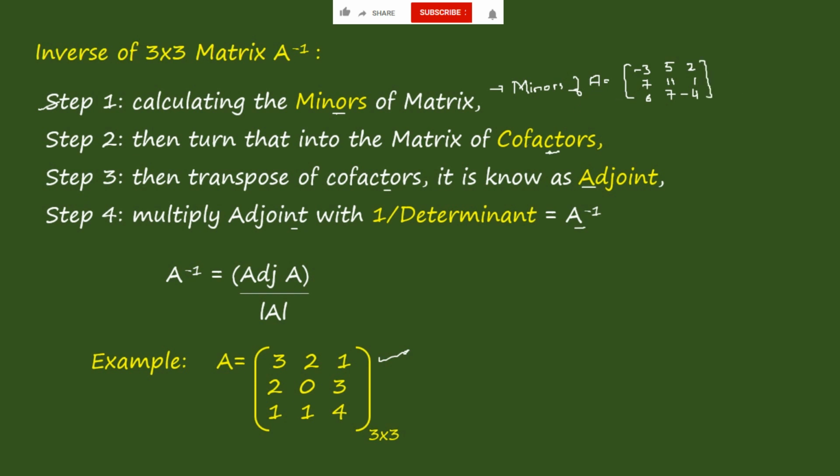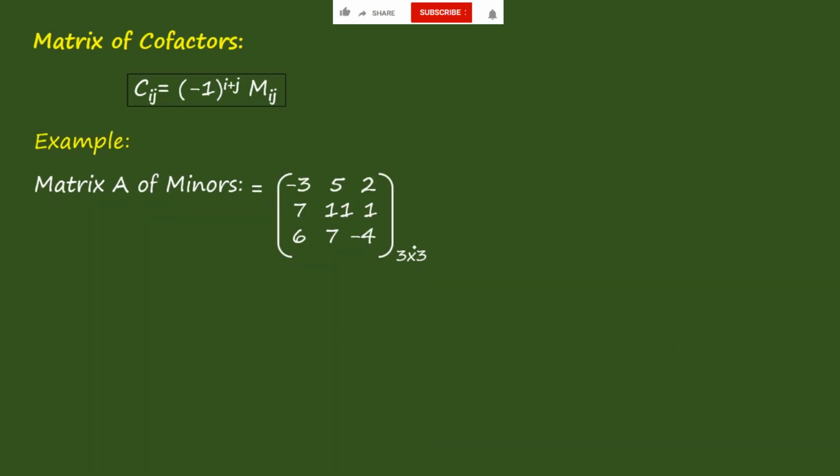From this one you have to find the cofactors, the second step, right? Now come to the cofactors. You have to find the minors. How to find the cofactor? Cofactor is nothing but minus 1 power i plus j times M of ij. M is the row, j is the column.